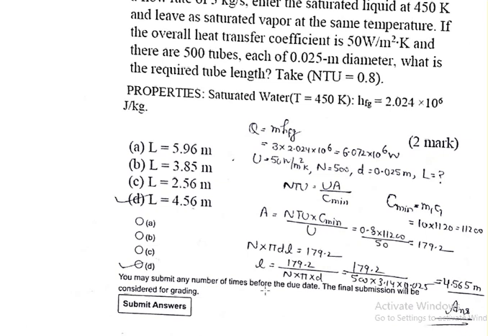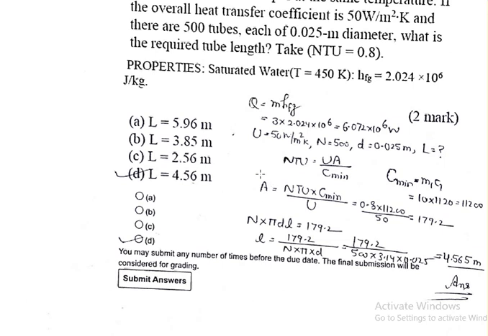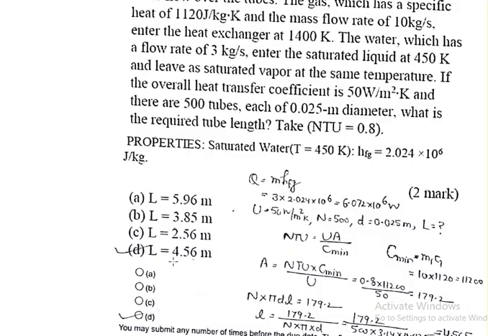Now this total area will be the number of tubes into the area of one tube. So here we will find the length. We will get 4.565 meter. So answer D is correct for this question.